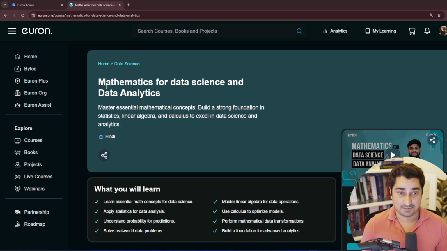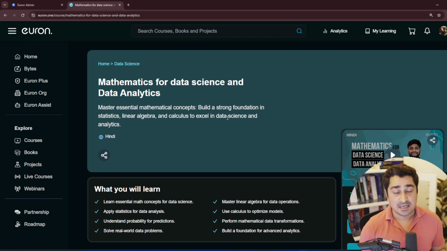Keeping that in mind, we have launched a course called Mathematics for Data Science and Data Analytics. We have designed this entire course in such a way that you will be able to understand the fundamentals, the mathematics which is required for a data scientist to understand a machine learning algorithm, to understand data, to understand a deep learning algorithm, computer vision algorithm, everything. So this is how this entire course has been designed. This course is available in Hindi for now. This course has been recorded by Prince Katiyar, who is one of our amazing mentors.